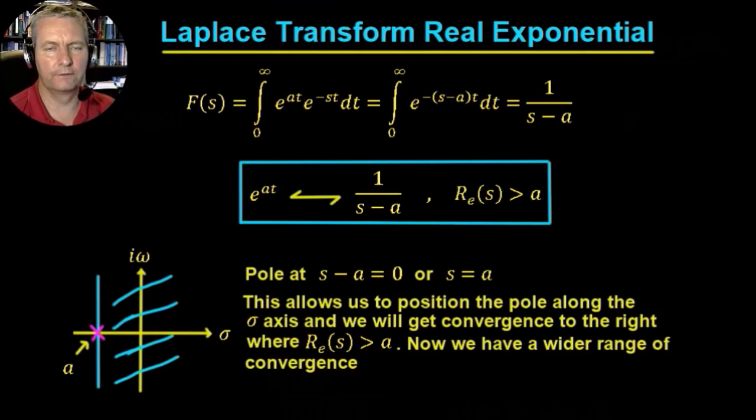So that's all there is for this video. The main conclusion is that we're able to position the pole anywhere along that sigma axis by that multiplication by e, the real exponential.